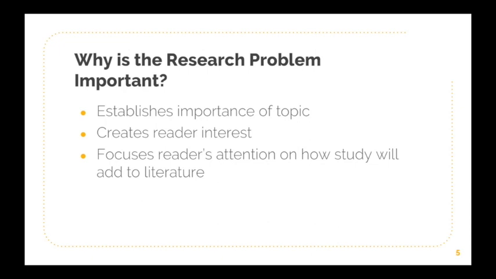Point 1 is it establishes the importance of the topic. The minor topic is very important in the research problem. You can find the topic and a minor topic back in your research paper. Point 2 creates reader interest. After you find your topic, make the reader interested in it. What is your topic? What is your main idea?